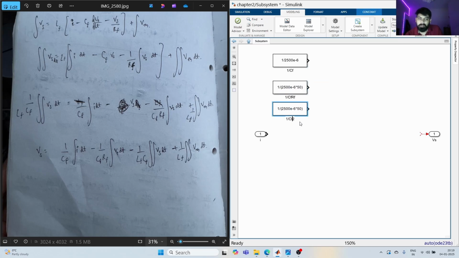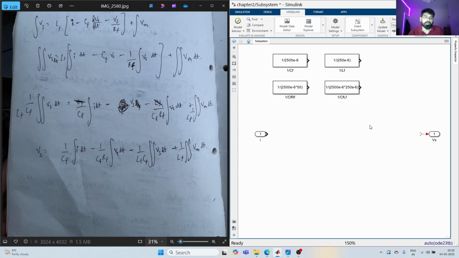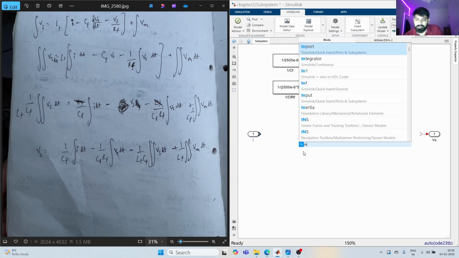Okay, then we have CF, LF. LF was 250 microhenry. So this is my CF, LF, and last is 1 by LF. Okay, so these are 4 constants, and then we'll have integrator blocks.